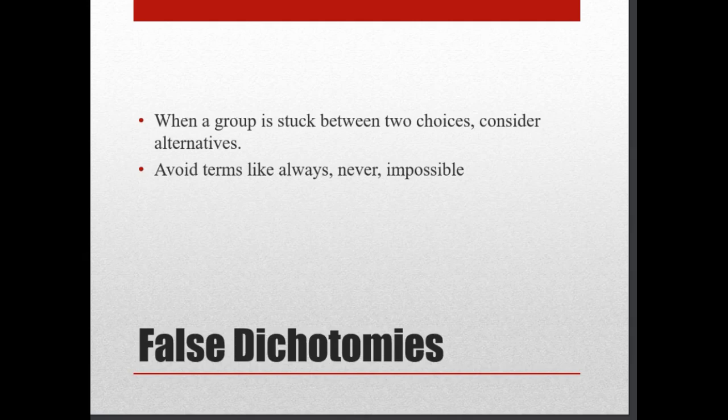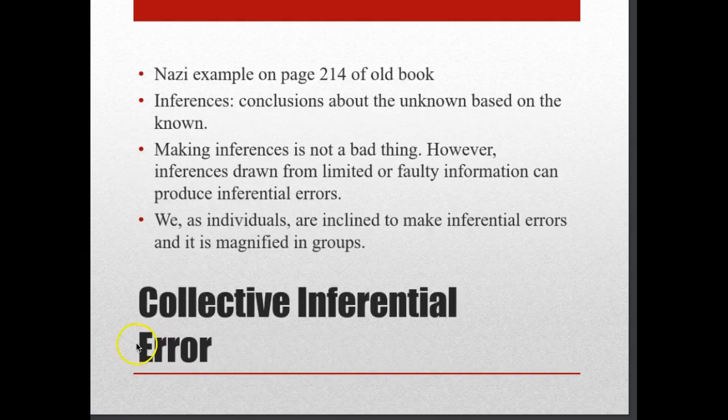So how do you avoid this? Well, if the group is stuck between two choices and they're arguing about two choices, then someone needs to say, you know what, let's find another option. Let's find option C and introduce that to the group. So someone kind of has to actively introduce an alternative. Anytime your group starts to use terms like always, never, impossible, you're starting to slide into these dichotomies. Those terms are called absolutes, and they'll force you into dichotomy thinking.